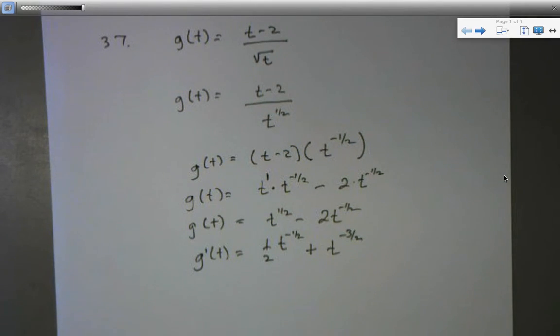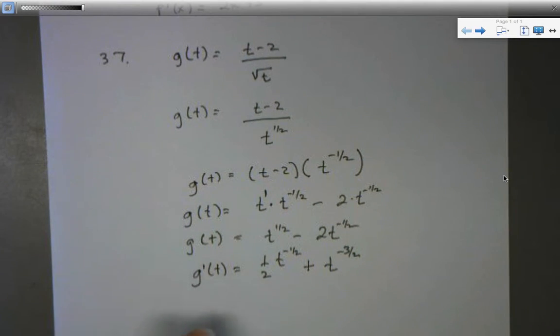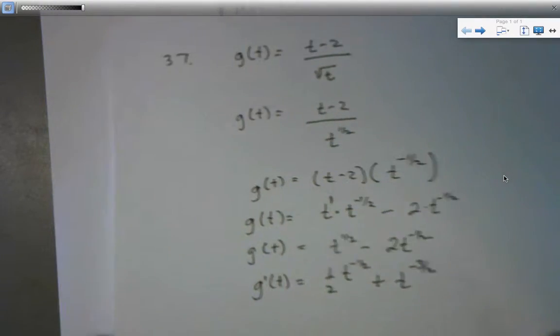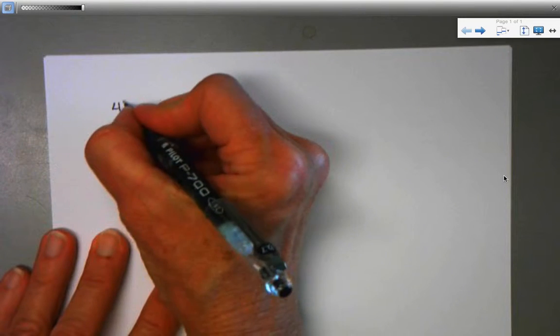All right, so number 39 is very similar to 37. I'll let you work that one without any notes. Okay, next one is 41. Just talking through 41 briefly.